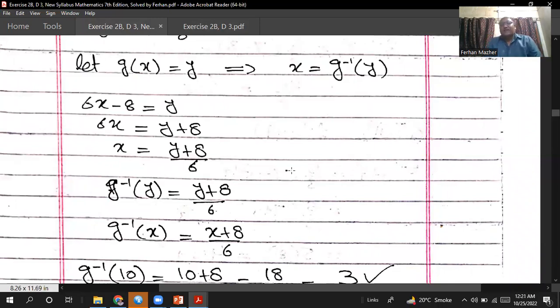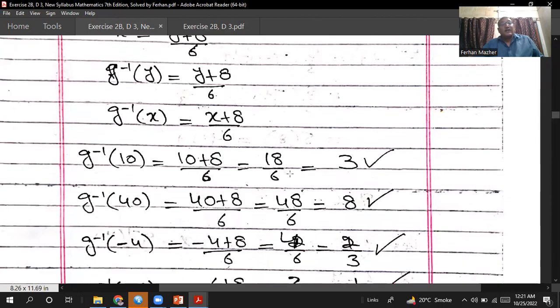So in the place of x, I can write g inverse of y. So g inverse of y is equal to y plus 8, the whole thing divided by 6. And in the place of y, I will substitute x. I will change the variable. So g inverse of x is equal to x plus 8 divided by 6.